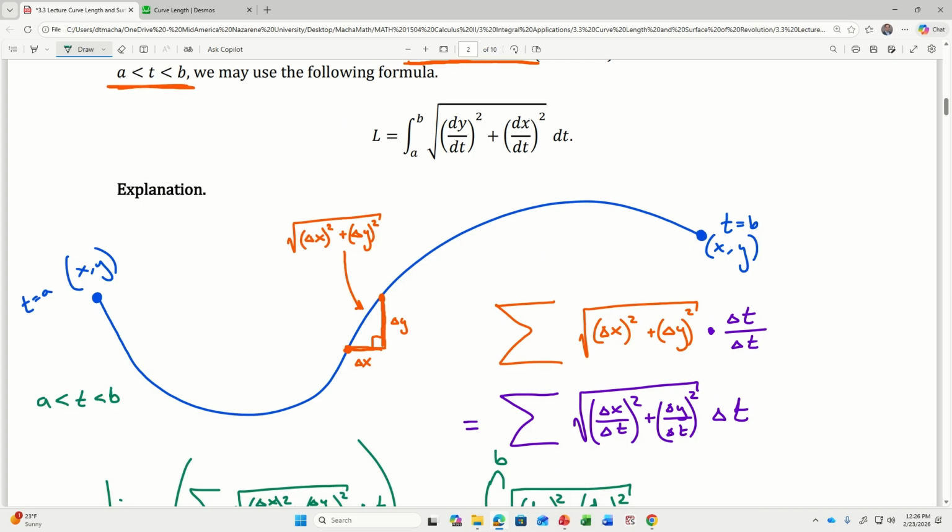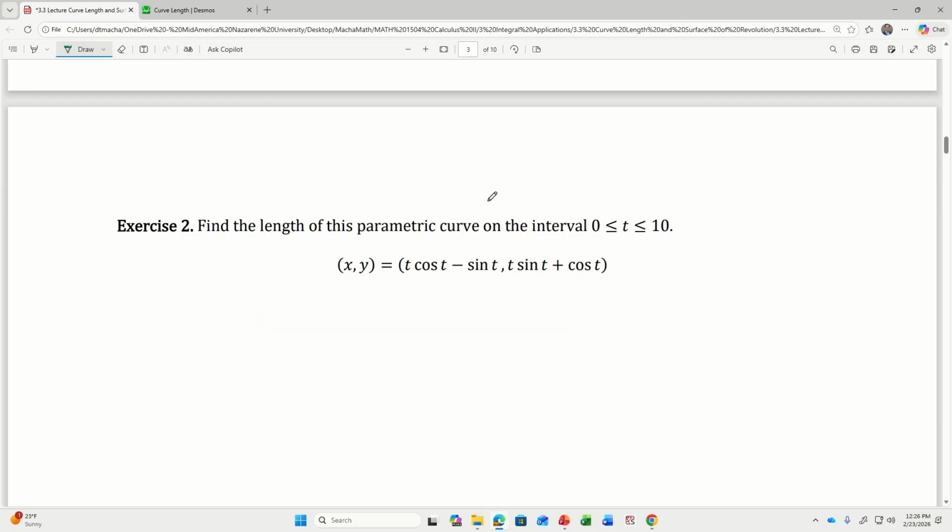So the weird square root in the integrand is really just coming from the Pythagorean theorem. That's what I'm trying to illustrate here. The curve length formula is just applying the calculus of limits to the hypotenuse in the Pythagorean theorem. So that's pretty easy to remember.